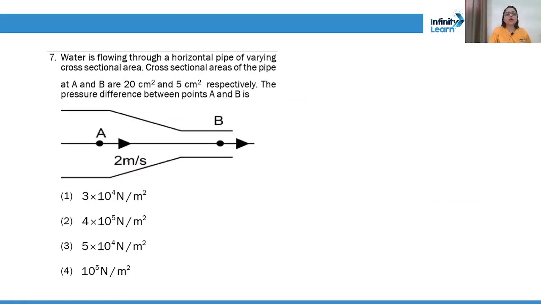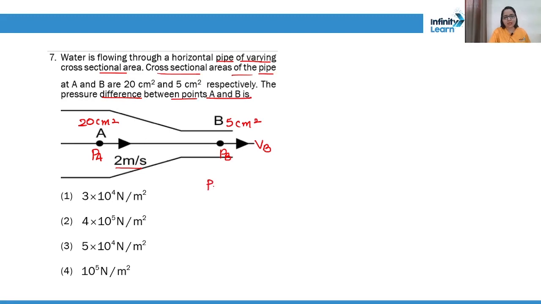Question number 7. Water is flowing through a horizontal pipe of varying cross-sectional area. Cross-sectional area of the pipe at A and B are 20 centimeter square and 5 centimeter square respectively. The pressure difference between point A and B is. So let's assume that pressure at this point is PA and pressure at this point is PB. Velocity at point A is given as 2 meter per second. Velocity at point B is not given.